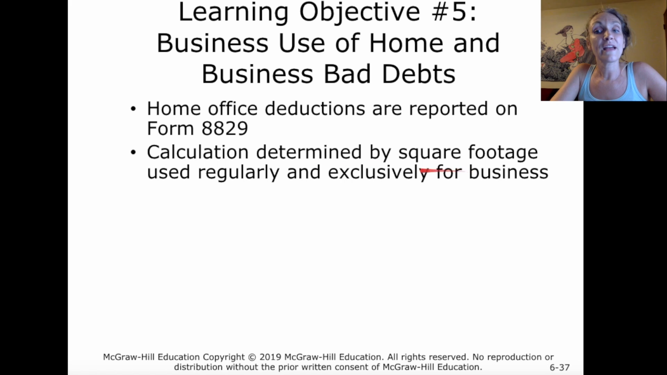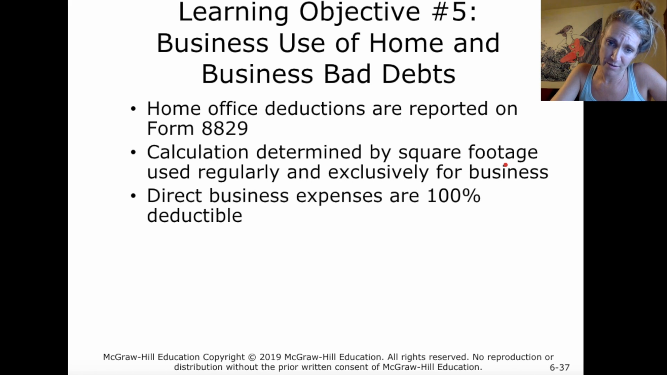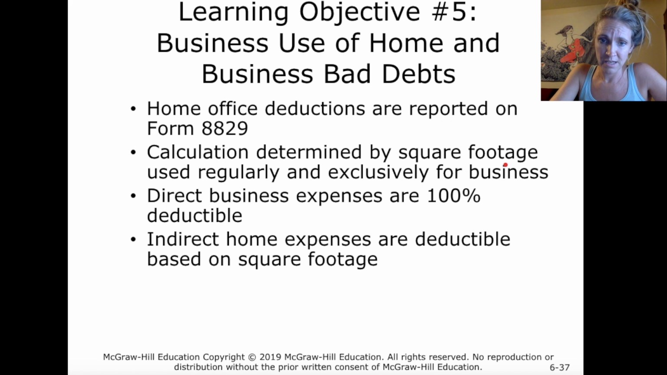You can do a calculation based on the square footage and just get $5 per square foot. However, it's a very small way of doing the deduction. Typically, actual expenses are more. Now, direct business expenses are 100% deductible. That means the area of your home office, any costs directly related to your home office are 100% deductible, such as if you painted the area.